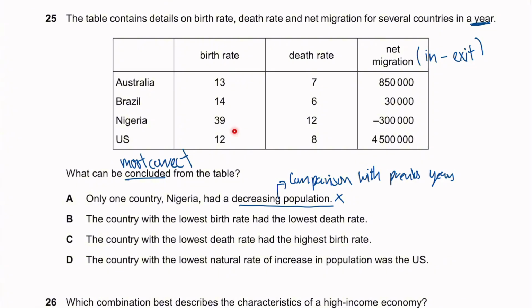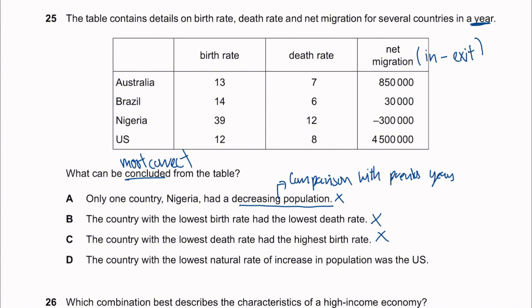So B, the country with the lowest birth rate had the lowest death rate. The lowest birth rate is the US. They don't have the lowest death rate. C, the country with the lowest death rate had the highest birth rate. The lowest death rate is Brazil. They don't have the highest birth rate. The highest birth rate is Nigeria, so both are wrong.